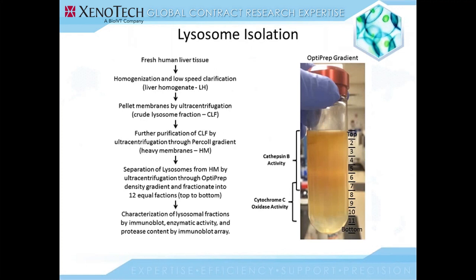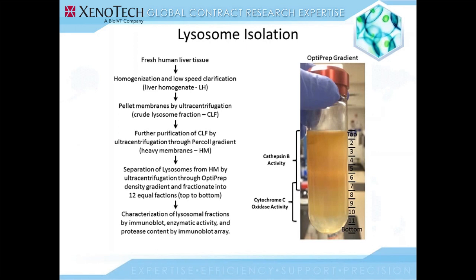That fraction is then run over a very low percent Percoll gradient to further purify away contaminating membranes, and this leads us to what we characterize as the heavy membrane fraction. This heavy membrane fraction is then layered into an OptiPrep gradient, where we spin overnight, and what we end up with is the picture that you see on the right, which is a density gradient with multiple bands that represent different organelles. To isolate the different fractions, we start from the top and fraction top down, and we take 12 even fractions.